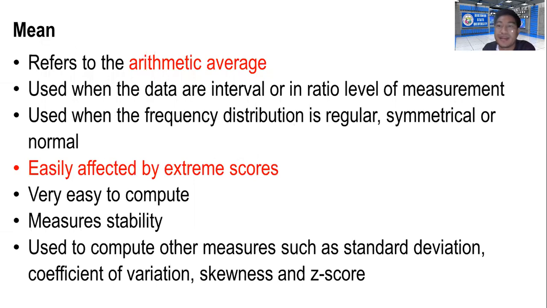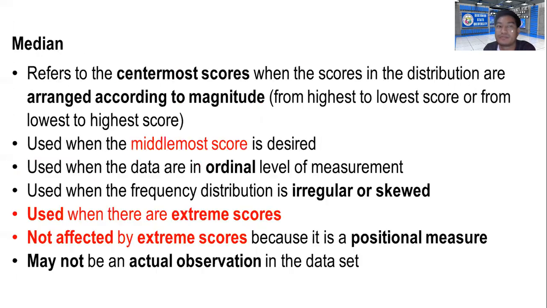The mean refers to the arithmetic average. It is used when the data are interval or ratio level of measurement. It is used when the frequency distribution is regular, symmetrical, or normal. However, mean is easily affected by extreme scores. It is very easy to compute. It usually is used to measure stability. It is used to compute other measures such as standard deviation, coefficient of variation, skewness, and the z-score.